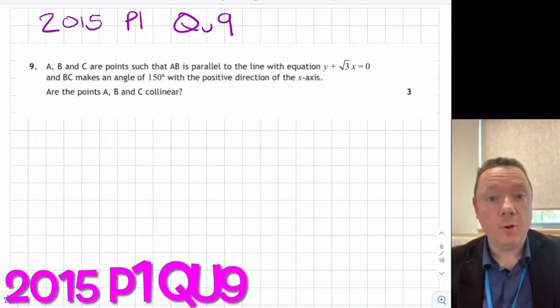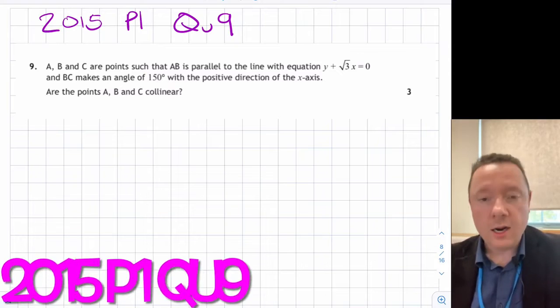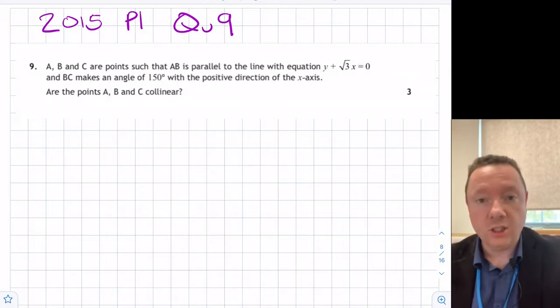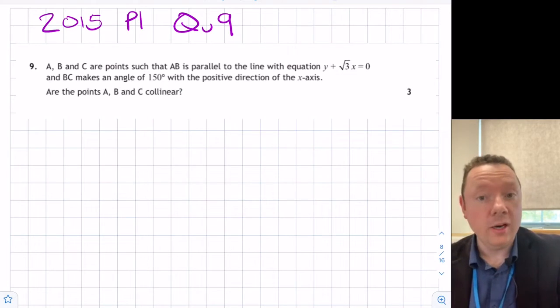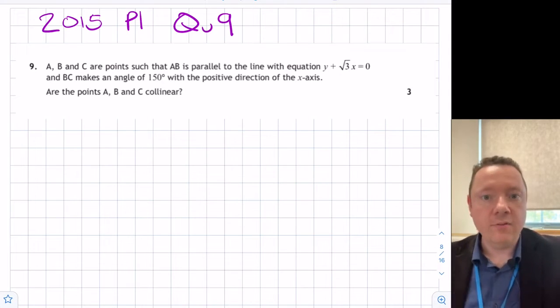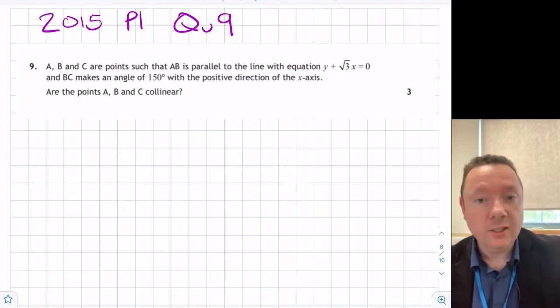Okay, a little past paper question that actually uses this with some of the stuff that we've already learnt so far. So 2015 paper 1 question 9 says, ABC are points such that AB is parallel with the line with equation this, and BC makes an angle of 150 degrees with the positive direction of the x-axis. Is it collinear or not? So it's a collinear question, but it's using this idea that the tan of an angle makes a gradient. So that's the first thing. We need to work out our gradient.